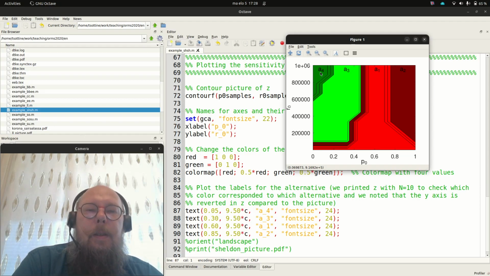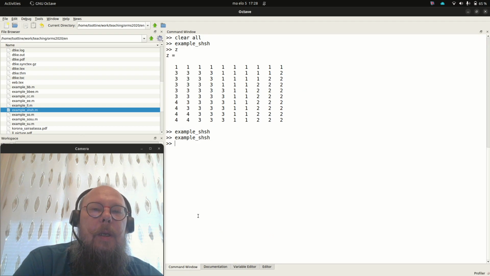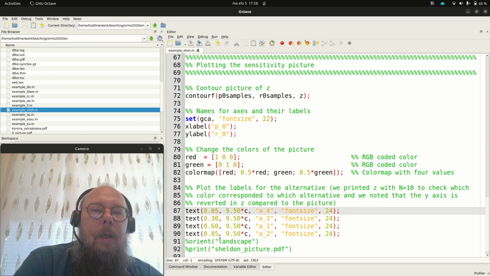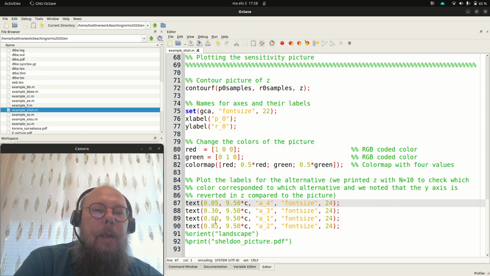So this row here plots this. How did I figure out which area is which decision? There I use this matrix Z. I just look manually that here it's 4, here it's 3, here it's 1, and here it's 2. And I picked the X and Y positions manually like this.